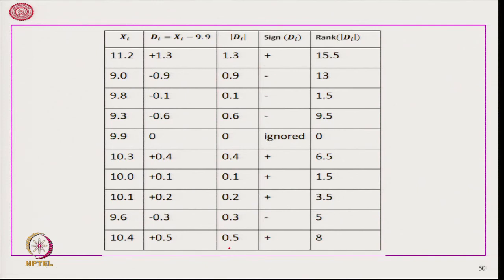Like that we calculate it for all the 20 values, and we get the plus and minus sign, and also the absolute value of di, and then we rank them. We have taken care of the ties by assigning equal weight to them. Say for example, 9.8 and 10, one is giving me di equal to minus 0.1, the other is giving me plus 0.1, and that is the smallest. So, one should get the value 1, the other should get the value 2. We are equally distributing them between these two. So, both of them get the rank 1.5.